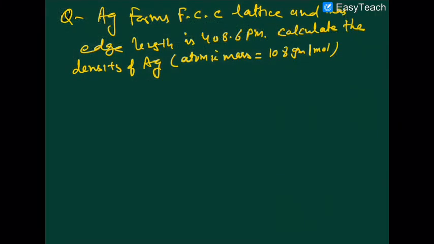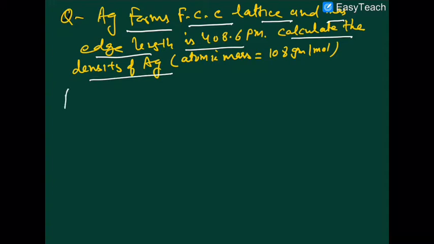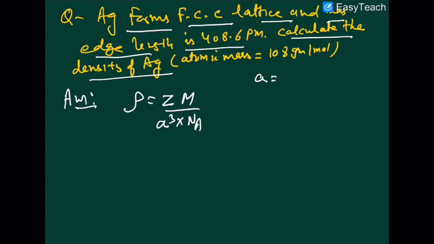Now let's solve the problem. The question that has been asked to you is that silver forms an FCC lattice and has edge length value 408.6. Calculate the density of the silver. Now how would you find the answer? The answer lies in the fact that density is equal to Z into molar mass over a cube into Avogadro number. Now here in this case, a is equal to how much? a is equal to 408.6 into 10 to power minus 12 meter.